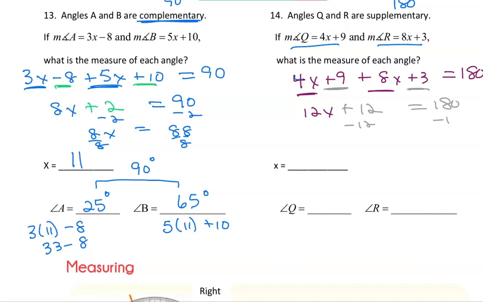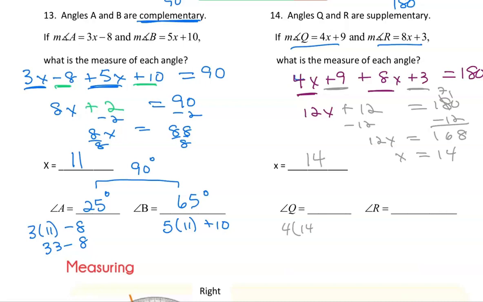Subtract 12 from both sides. That's going to give me 168. So that is my value for what 12x has to be. So 12x has to be 168. If I use my calculator, say, for example, 168 divided by 12, it's going to give me 14. So x equals 14.